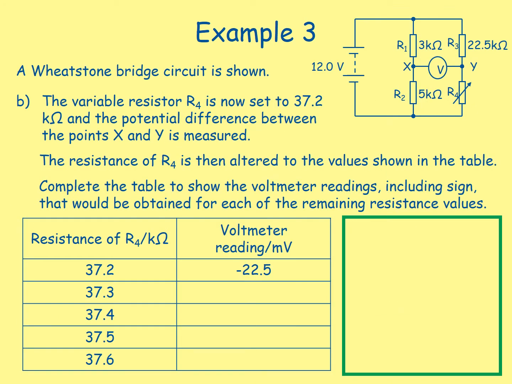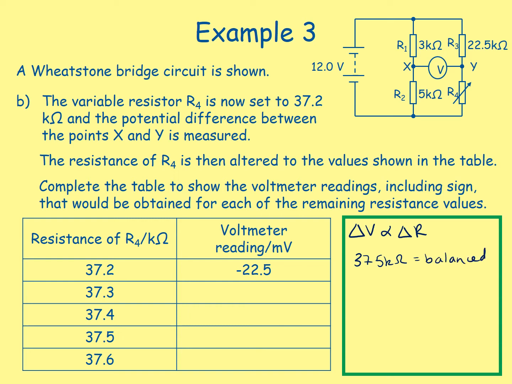Let's try part B now. Our variable resistor R4 is now set to 37.2 kiloohms and the potential difference between the points X and Y is measured. We've got a table of values just here showing the small changes in resistance and we've got 1 voltmeter reading. We know that the change in voltage is directly proportional to our change in resistance if our change in resistance is small, which it is in this case. So we can see from the last part of the question that 37.5 kiloohms is when our Wheatstone bridge is balanced.